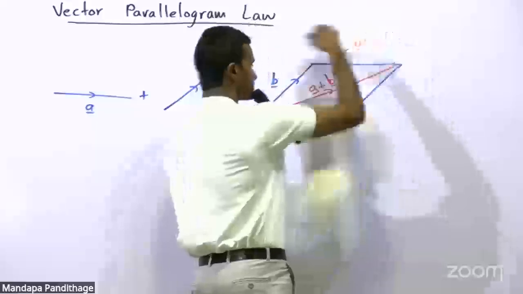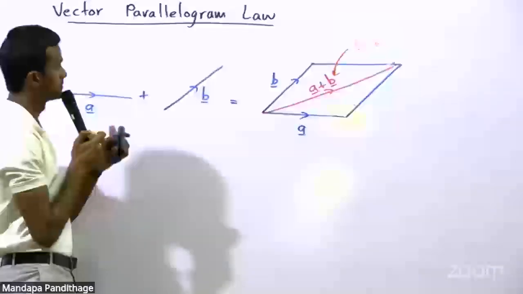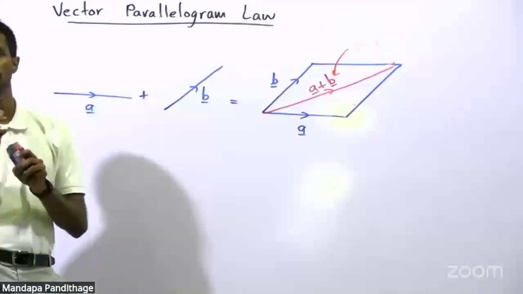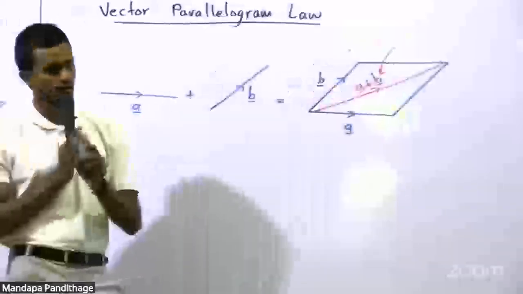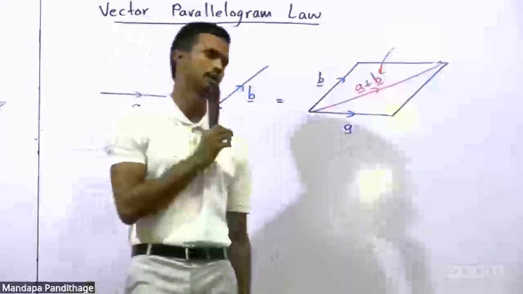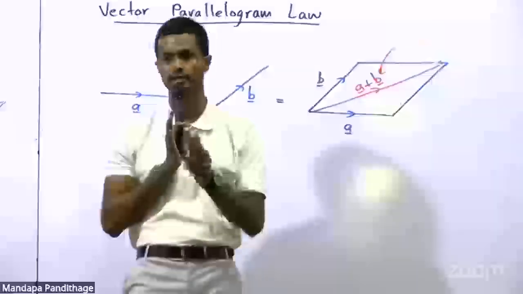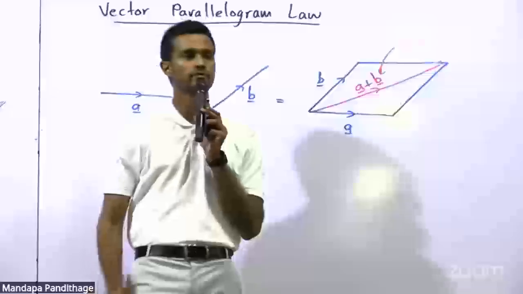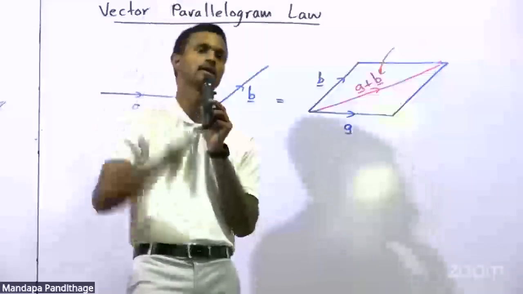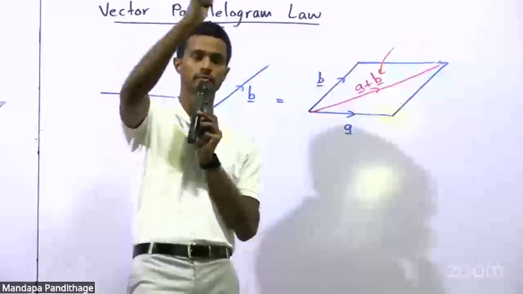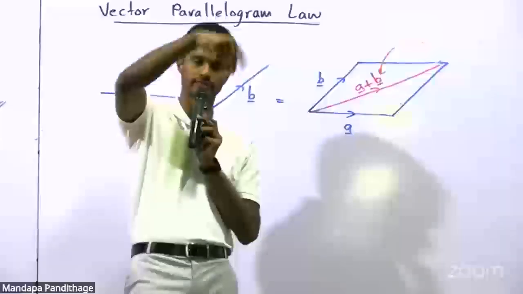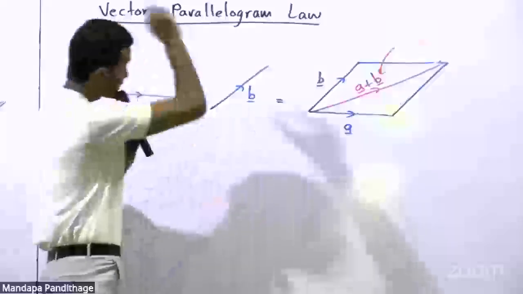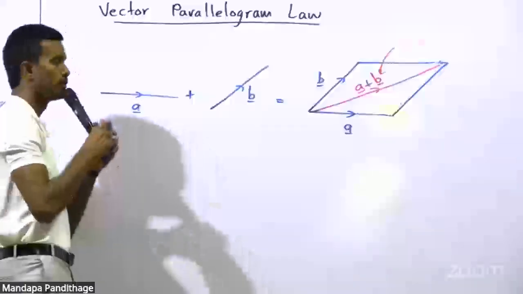Even though there are three laws for vector addition, vector triangle, vector parallelogram, and vector polygon, all three are the same as the vector triangle law. The first one is anyway vector triangle. Even in vector parallelogram, what is hidden inside is the vector triangle law. When we discuss vector polygon law, what is hidden inside is the vector triangle law. Again, it is the vector triangle law everywhere. Why do I say so?